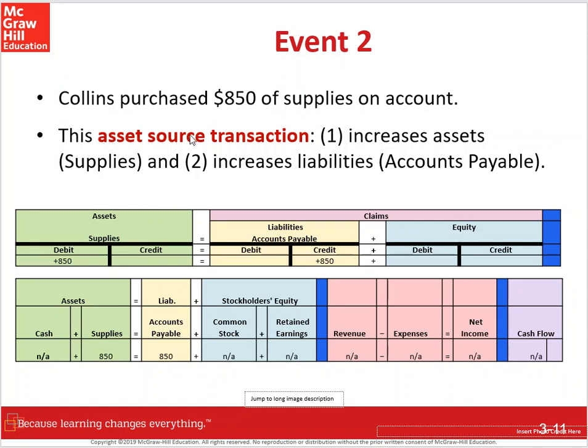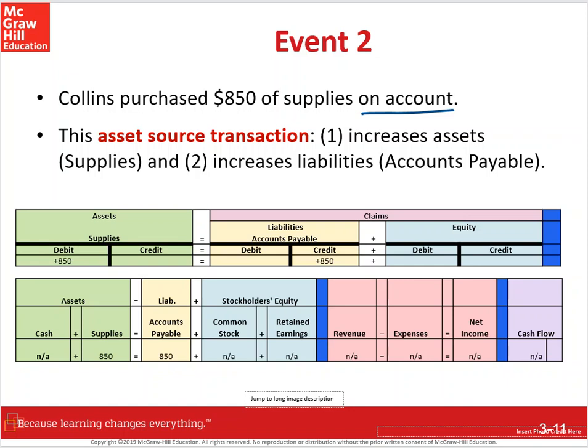Next, Collins purchased $850 of supplies on account. So thinking of what accounts are affected, when they say on account, right there, on account means that we're going to pay later. So we need to be able to decipher, is that accounts receivable or accounts payable? So I'm hoping that you figured out it's a liability, accounts payable. It's what we owe to somebody else.